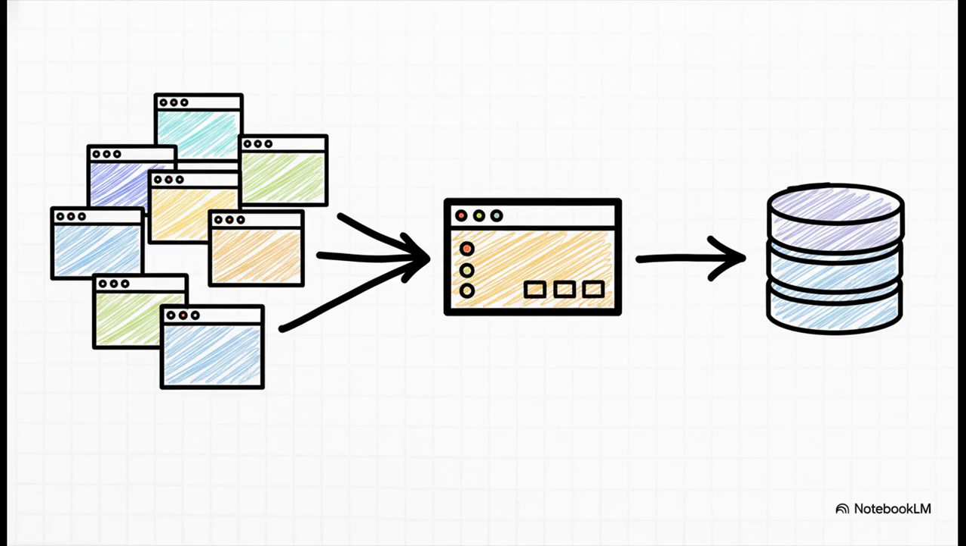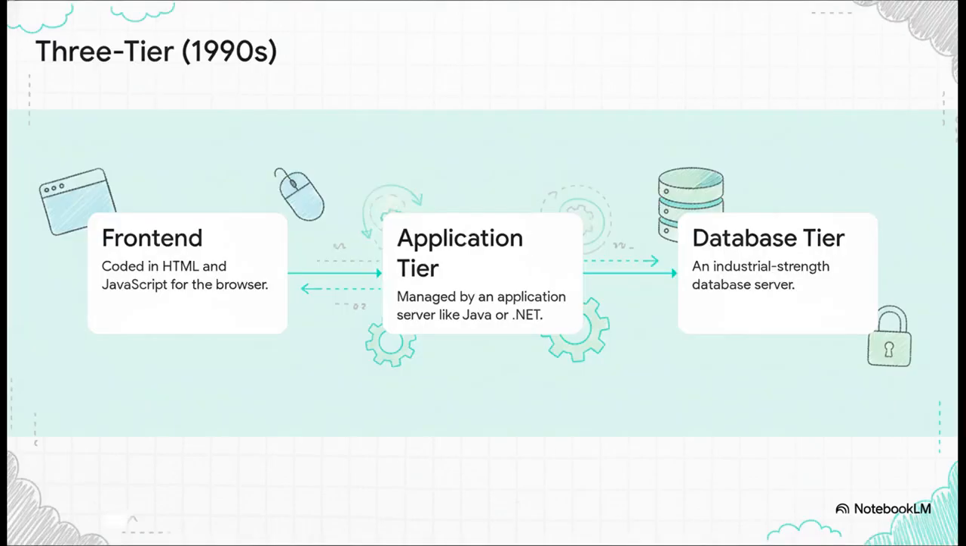You needed another layer in between to handle all the core business logic, the security, and all those requests at a massive scale. And that gave us the classic three-tier architecture that dominated the 1990s. You've got the front end, which is what you see in your browser. Then there's the application tier sitting on a web server holding all the business logic. And finally, the database tier, an industrial-strength system storing all the data.